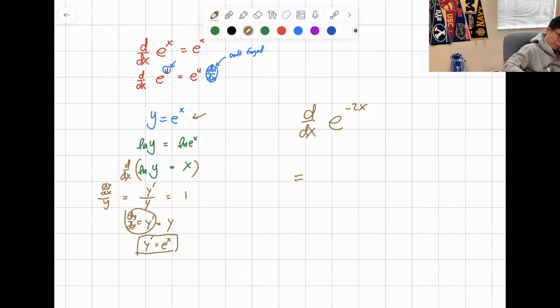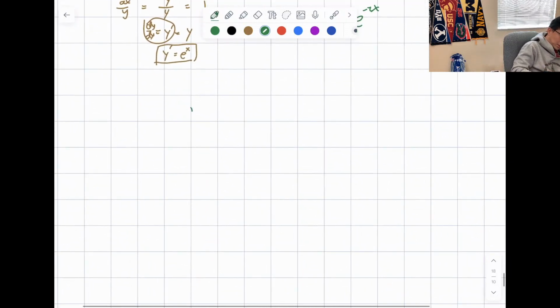Yep. So e to the negative 2x, remember, there's a chain rule. You have to take the derivative of the inside, so it's going to be negative 2. So it'll be negative 2 e to the negative 2x. You okay here? You understand? Catherine? You got it?